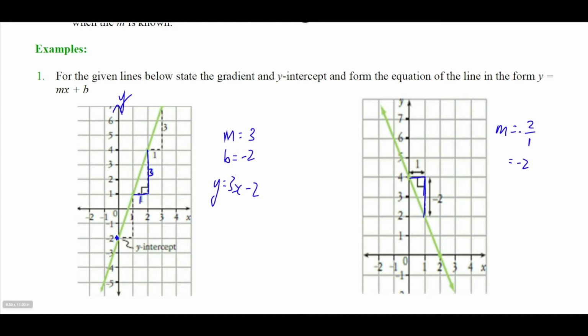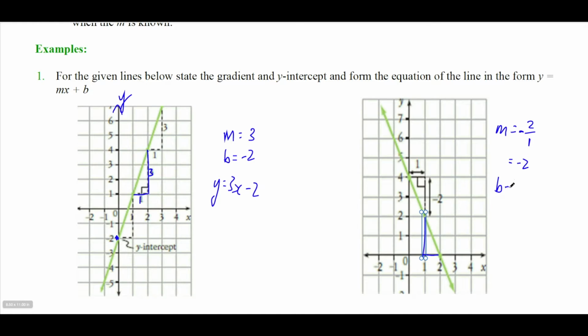Okay. Now, it doesn't matter how you draw a triangle. You can draw a triangle like this as well if you want to. If you draw a triangle like this, then what you get is the rise is equal to 2, the run is 1. So 2 over 1, and then you put a minus in the front because this line is going down, right? So then the gradient is minus 2.